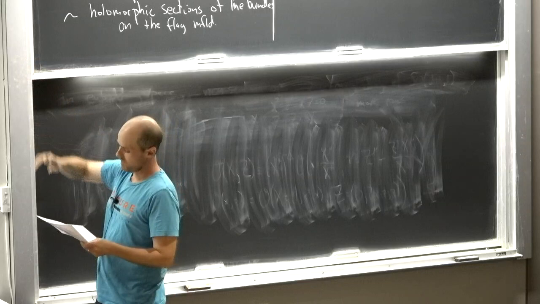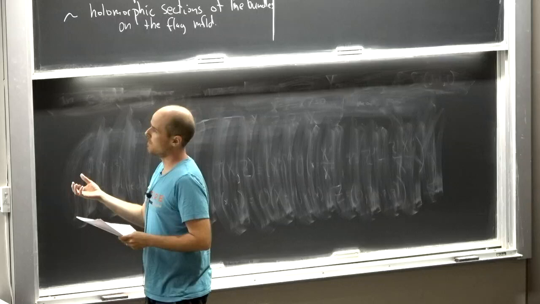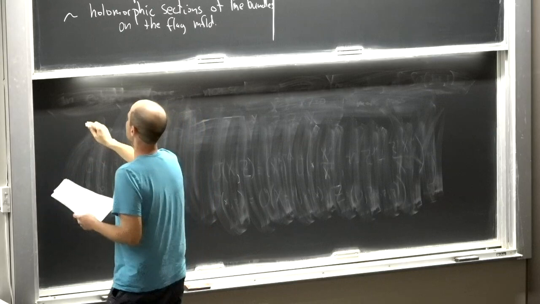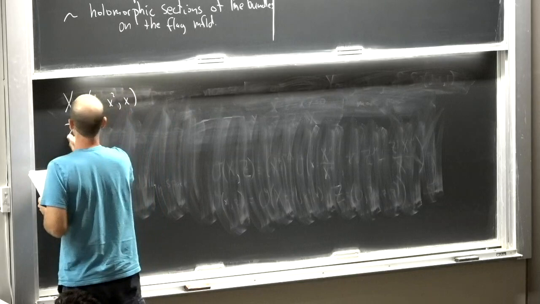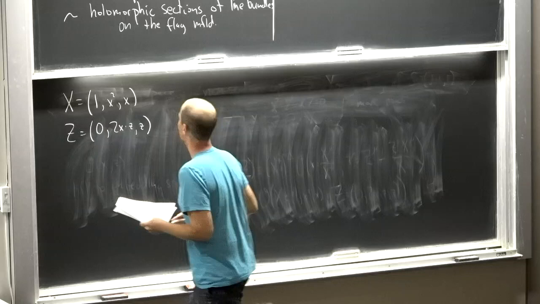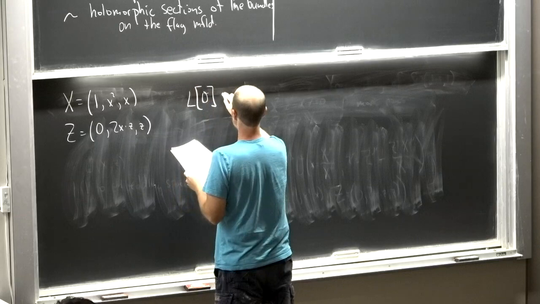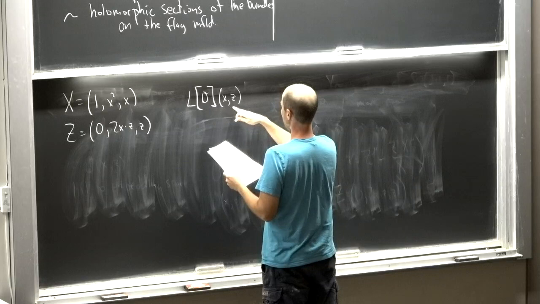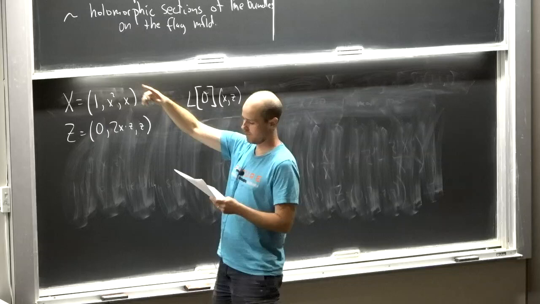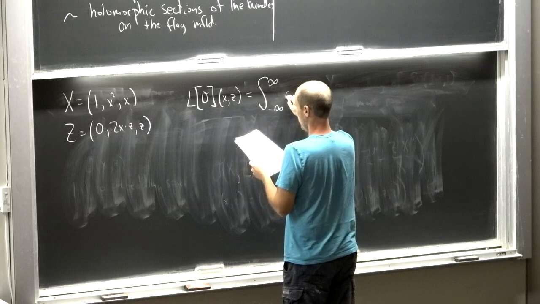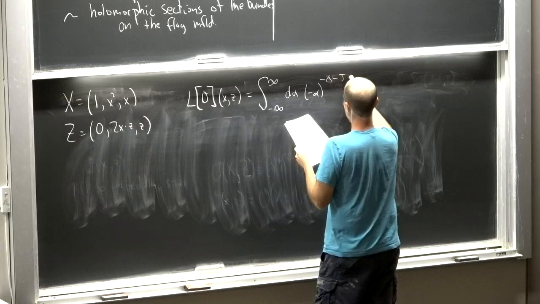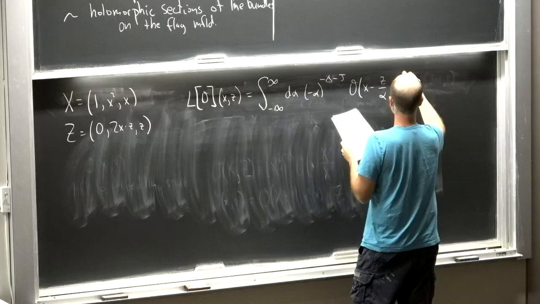All right, so this embedding space formula is a little bit abstract. It's helpful to look at the light transform in the Poincaré section. That just means that we restrict capital X and capital Z to their Poincaré section values. And then what you find is that the light transform of O at little x and little z, which is just what happens when you plug these into that formula, becomes the following. It's an integral from minus infinity to infinity d alpha, minus alpha to the minus delta minus j, O of x minus z over alpha, z. Okay, so this is a little bit more helpful in terms of seeing what this is actually doing.